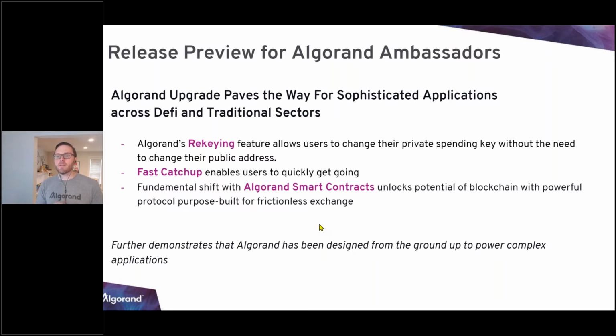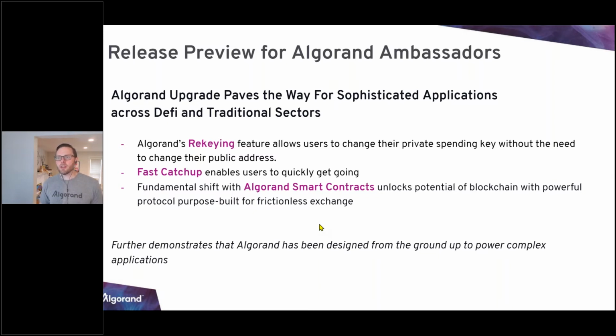The second is fast catch-up. This allows you to get started on mainnet with a nice trust model almost immediately. So we're talking about minutes rather than hours or days from catching up from the Genesis block. Lots of applications for developers and for businesses as well.